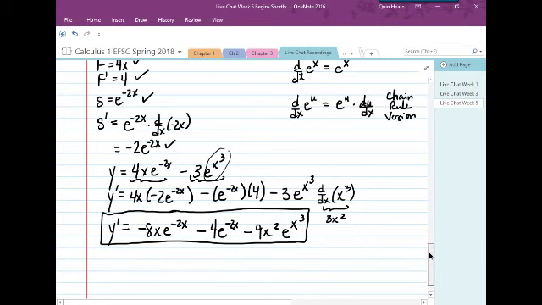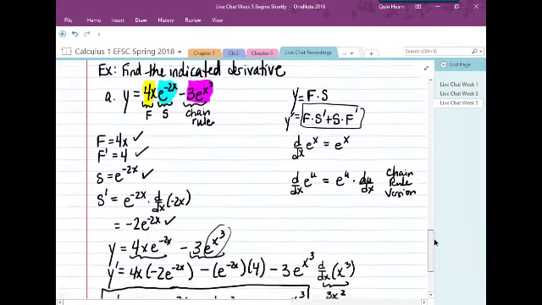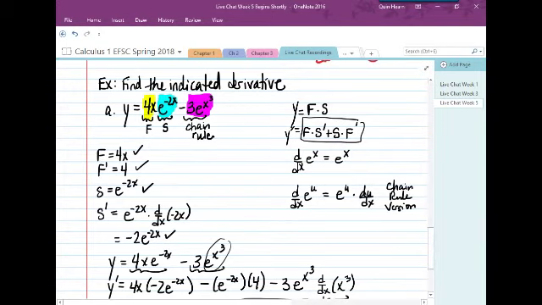Okay, so we're going to do one more like that and then we'll be finished. One more, meaning one more that involves a chain rule together with another type of rule.